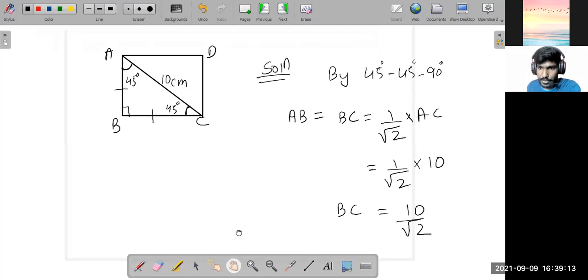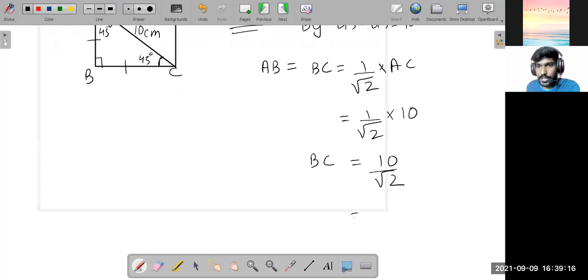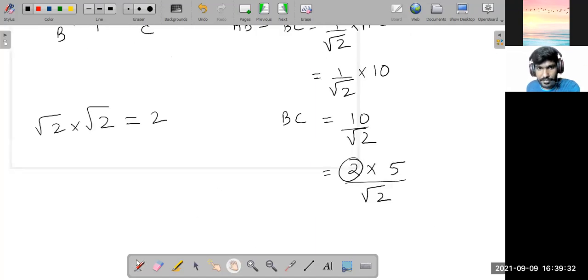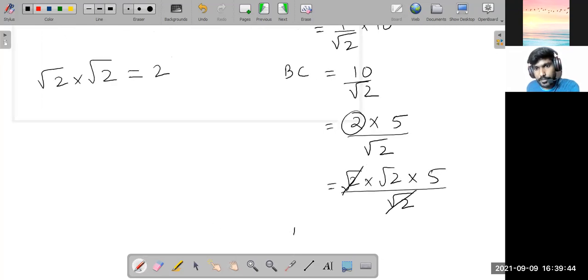Now this you can reduce. 10 you can write as 2 into 5 upon root 2. Now one thing you know, root 2 into root 2 is 2. So this 2 here, we replace with root 2 multiplied by root 2. And this 5 as it is, and this root 2 as it is. Now this root 2 and root 2 get cancelled, and you are left with BC equal to 5 root 2.